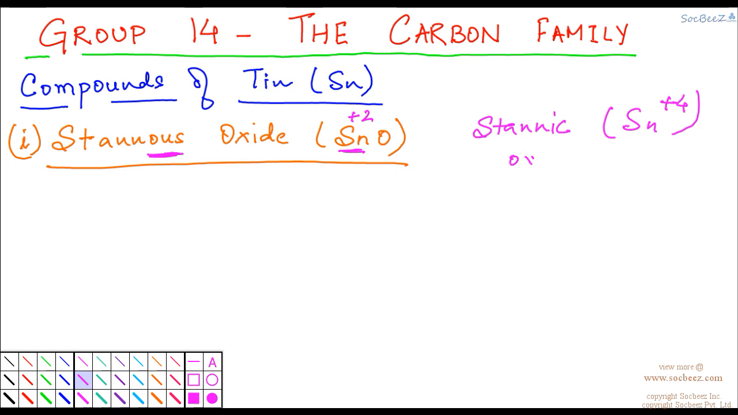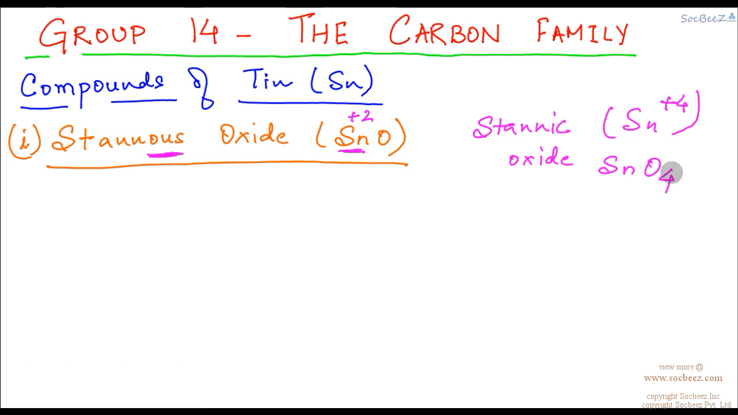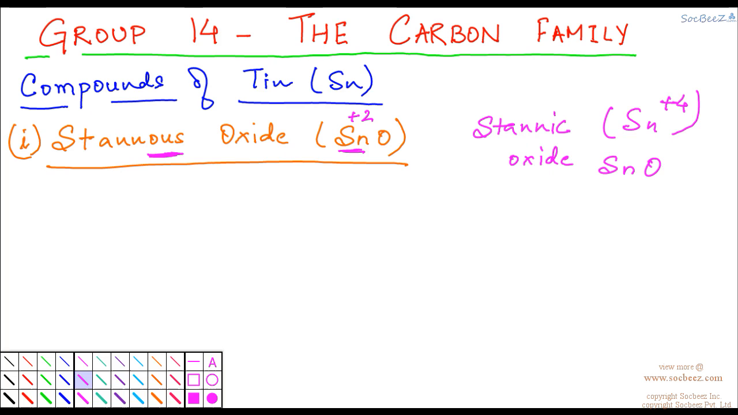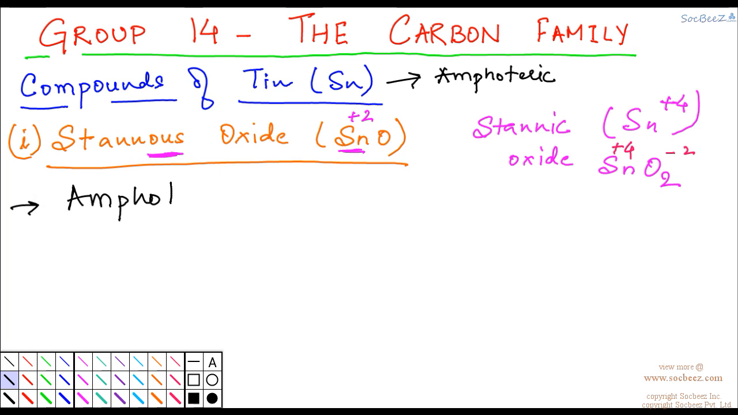In stannic oxide, the formula is SnO2. Sorry, the formula for stannic oxide would be SnO2, with oxygen in -2 and tin in +4 state. We will also see stannic oxide, but first of all stannous oxide. Another important thing is that tin is amphoteric, so its oxides are also amphoteric in nature. So stannous oxide is amphoteric in nature.